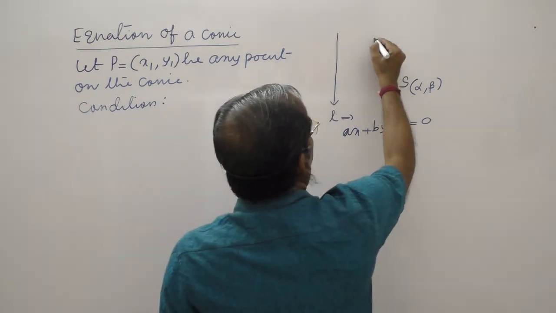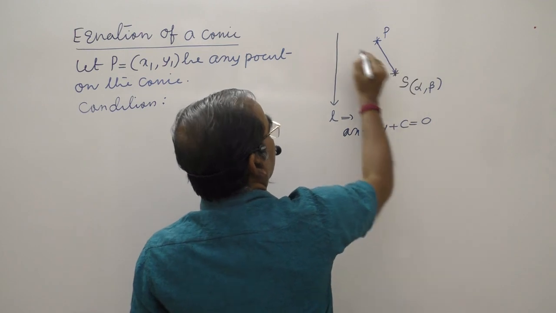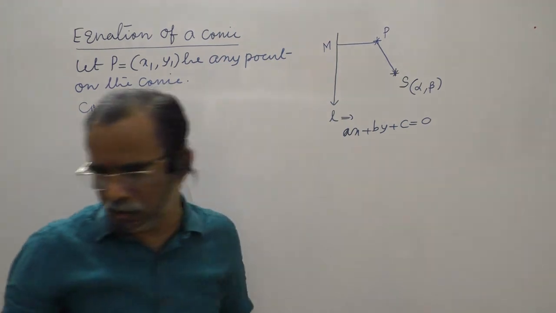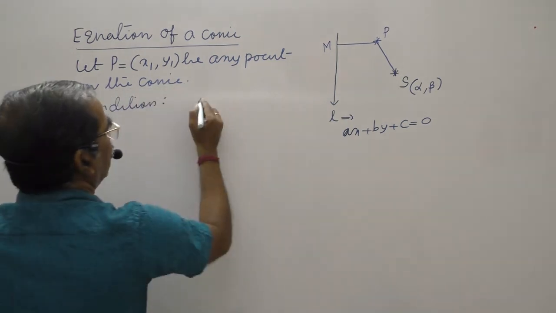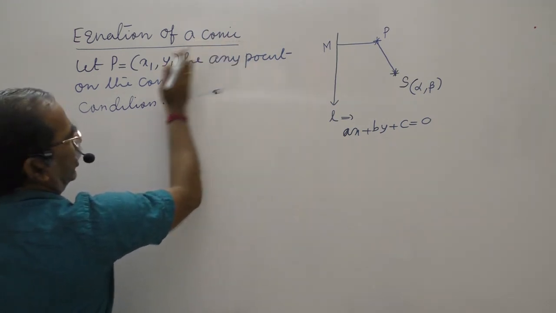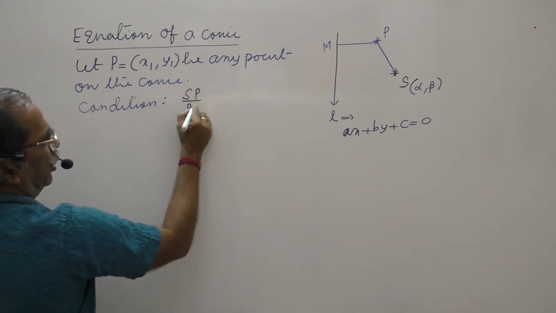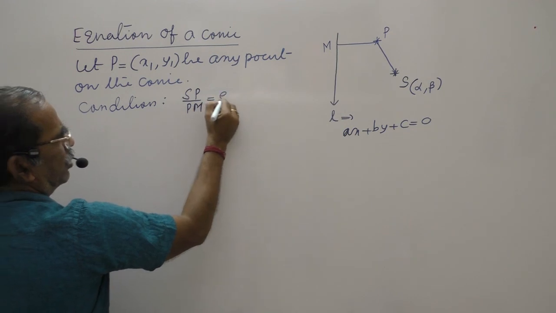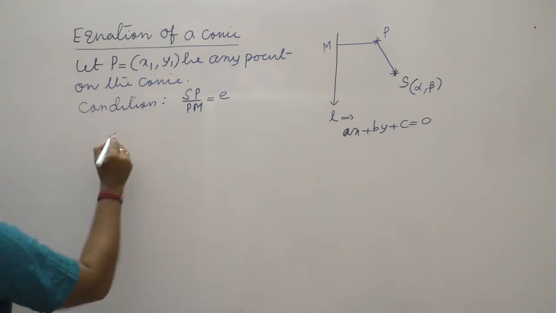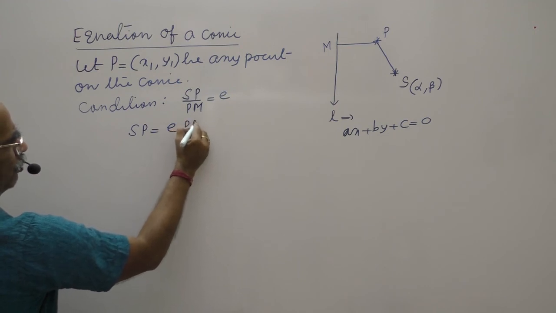The point which we have taken on the conic, on the locus, will be such that SP by PM is equal to a constant, which is e. So what is the condition? I should take SP by PM. The condition is SP by PM equals e. So we will put all the values in the condition. Cross multiplication: SP is equal to e into PM.